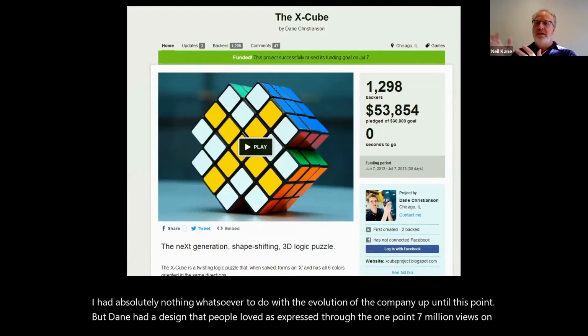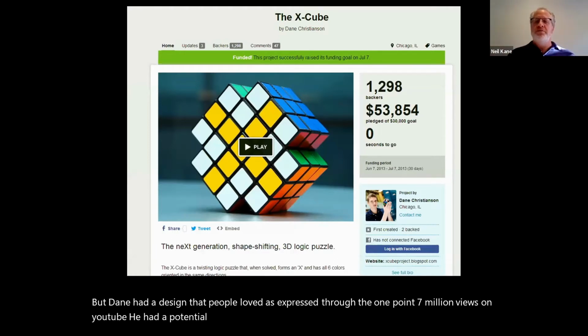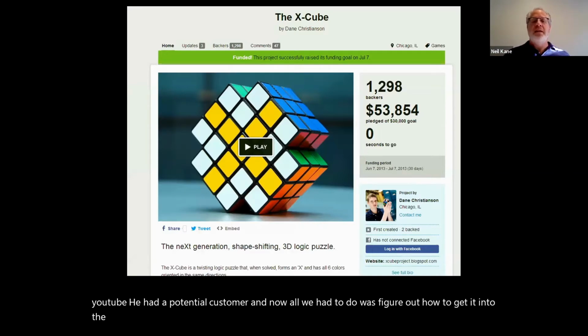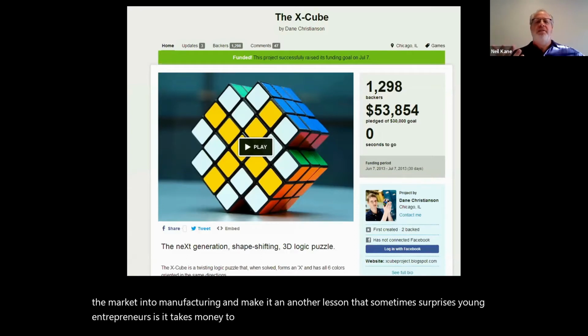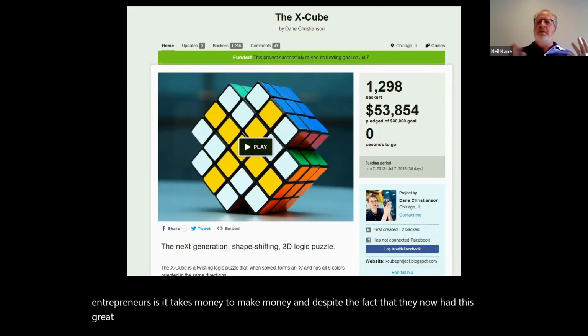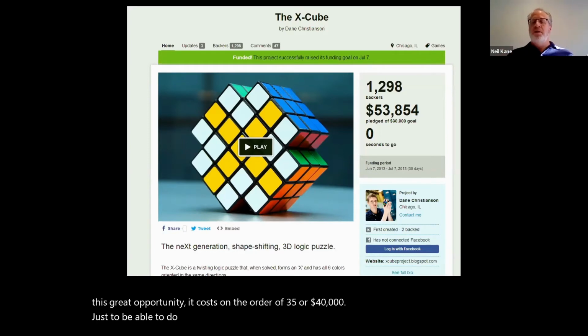He had a potential customer, and now all he had to do was figure out how to get it into the market, into manufacturing, and make it. And another lesson that sometimes surprises young entrepreneurs is it takes money to make money. Despite the fact that Dane now had this great opportunity, it costs on the order of $35,000 or $40,000 just to be able to do that first manufacturing run through the contract manufacturer in China.